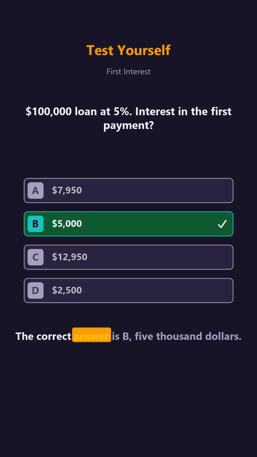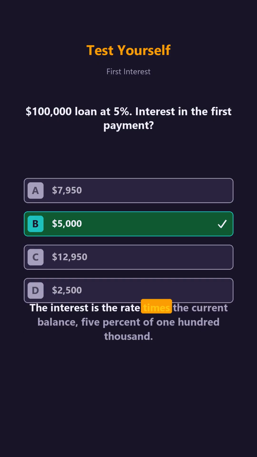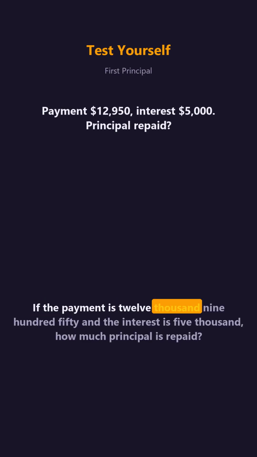The correct answer is B, $5,000. The interest is the rate times the current balance, 5% of $100,000. Quick quiz, test yourself. If the payment is $12,950 and the interest is $5,000, how much principal is repaid?